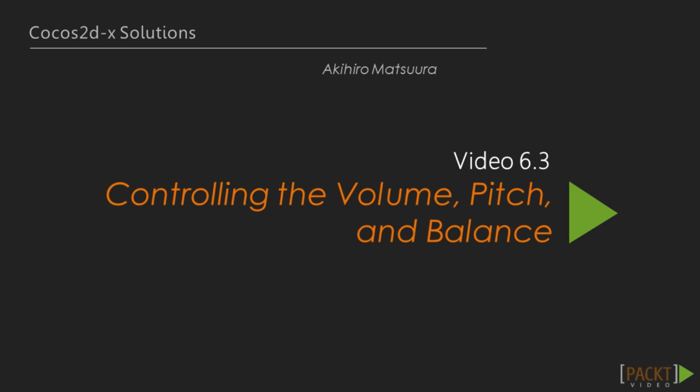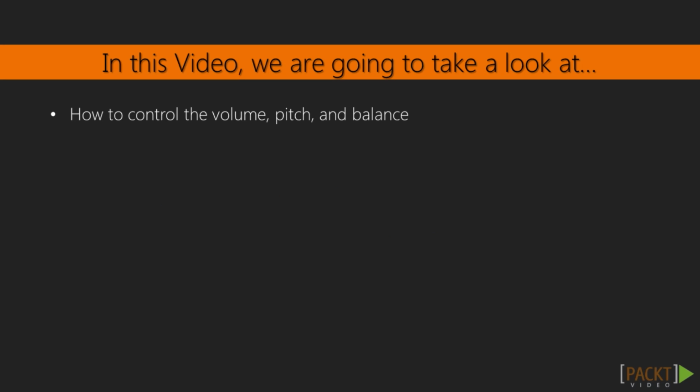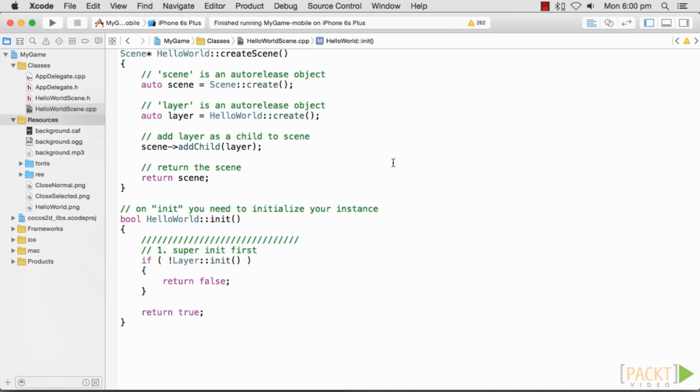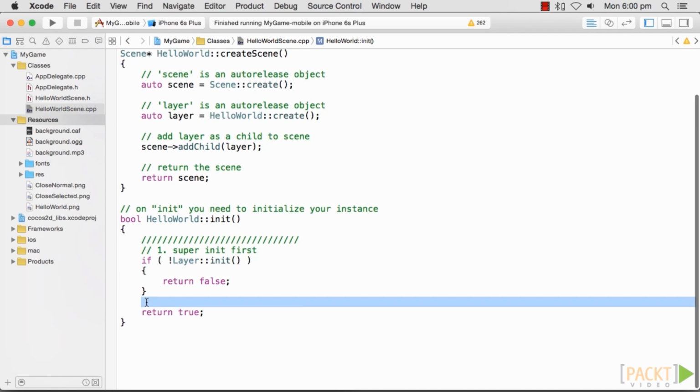Hello everyone. Welcome back. In the previous video, we learned to play sound effects for our game, but our sound has to be perfect. Don't you agree? So, in this video, we will learn how to control pitch, volume, and balance of the sound effects created by us. Let's try to immediately play a sound effect by controlling its volume, pitch, and balance. The following is the code snippet to do so.